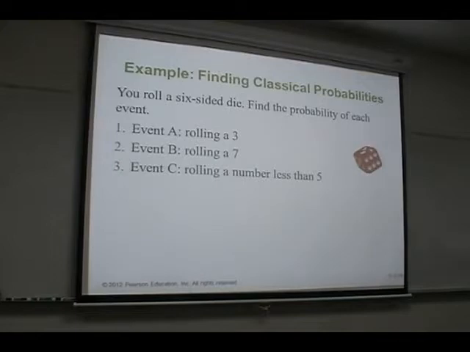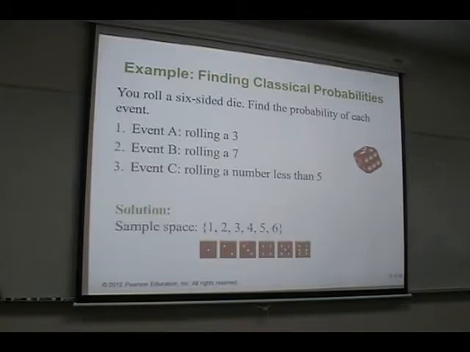What's the probability of rolling a 7? 0. Probability of rolling a 7 is 0. There aren't any 7s on a dice. And then rolling a number less than 5. Rolling a number less than 5 means a 1, a 2, a 3, or a 4. So that's 4 out of 6, and they would probably reduce that to 2/3. They'll go ahead and reduce their fraction, typically. So that's what they're talking about here.